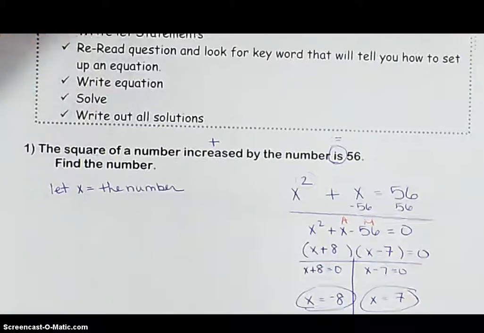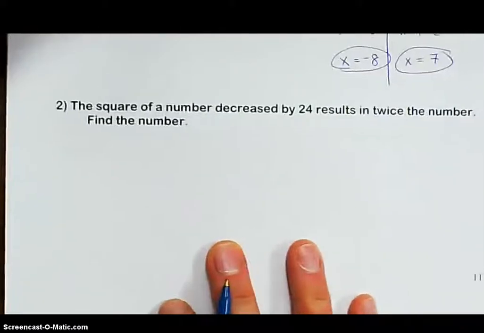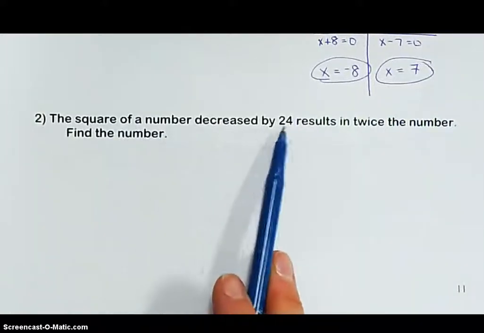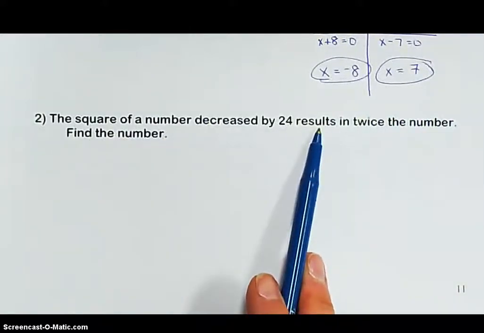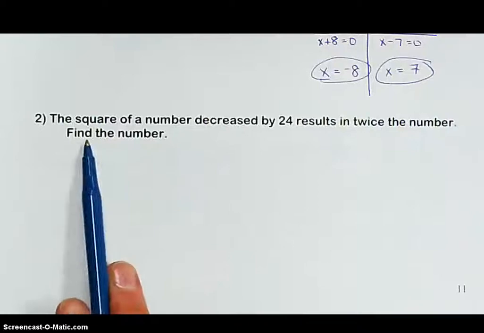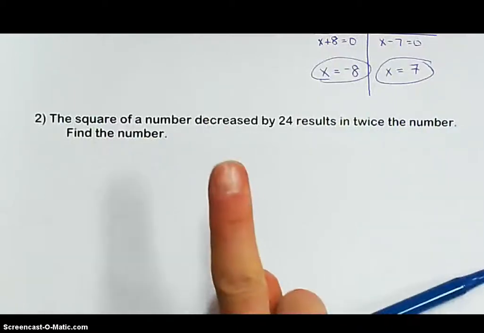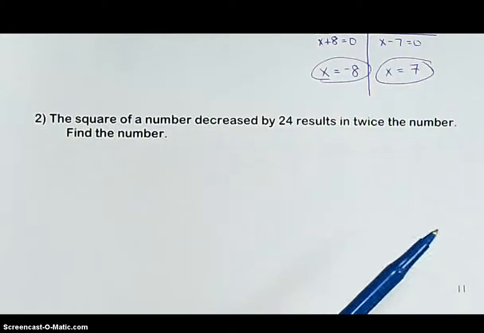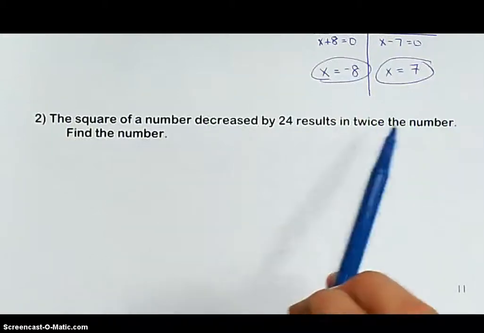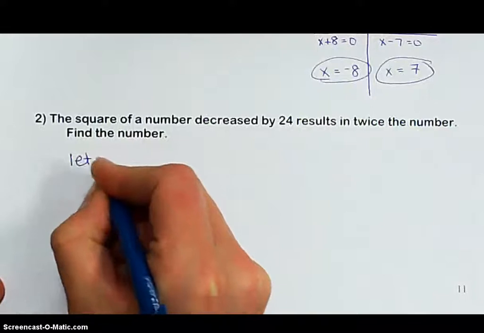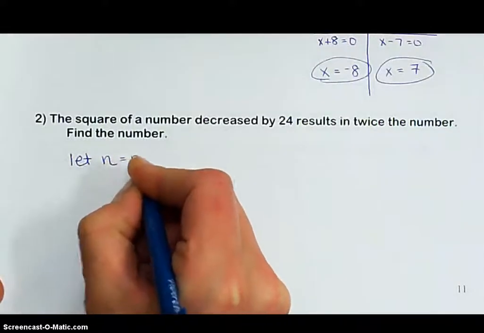All right, let's go ahead and try another one. So number 2: the square of a number decreased by 24 results in twice the number. Find the number. So again, think to yourself, do I need one let statement or two let statements? Well, for this one, we're talking about the same number each time, so we're going to need just one. So this time I'm going to say let n equal the number.